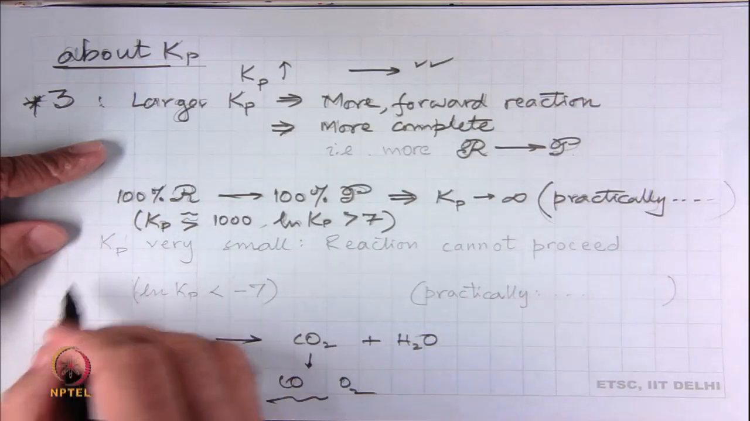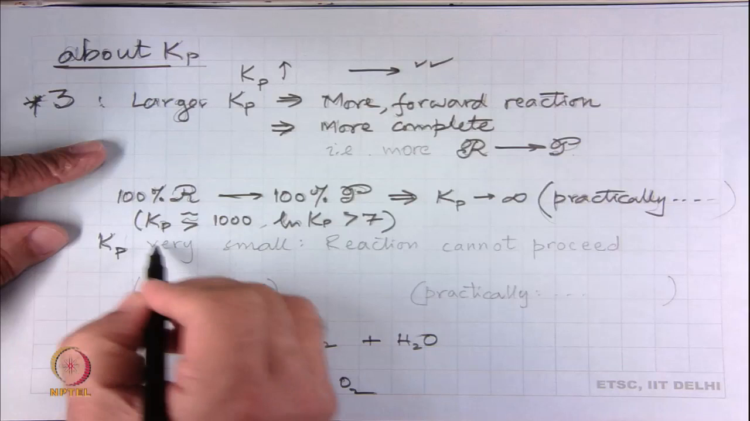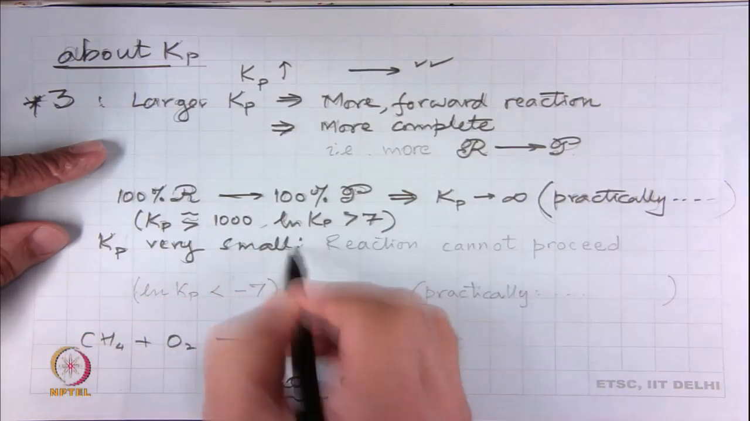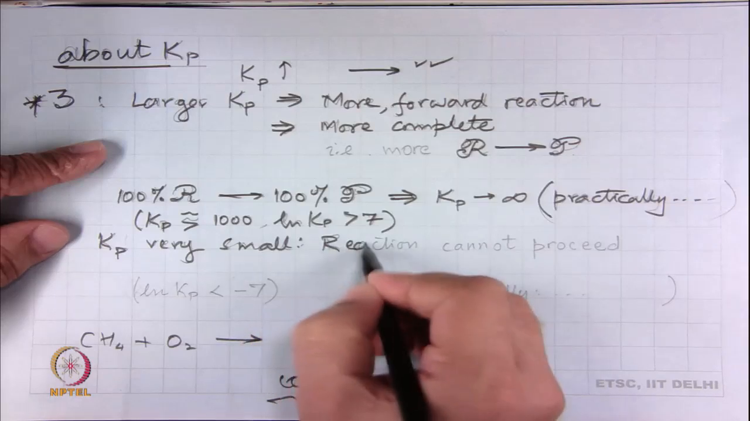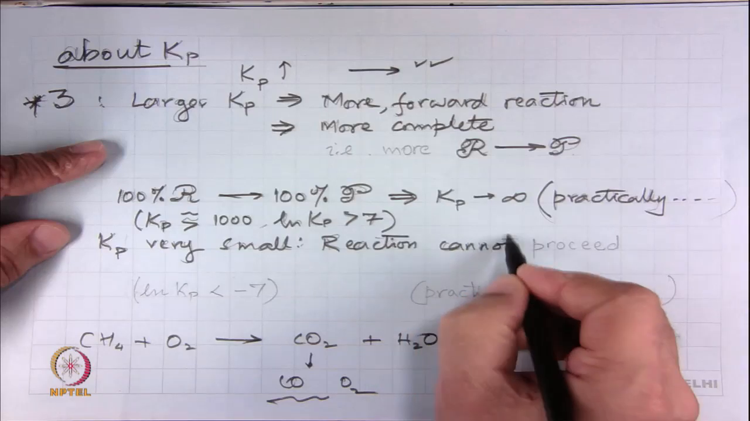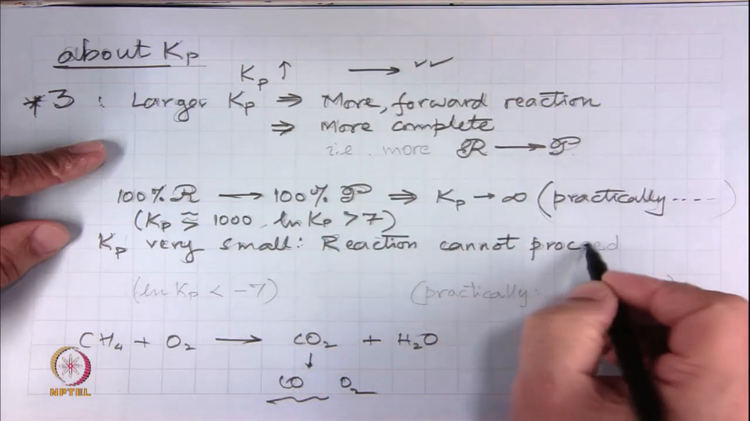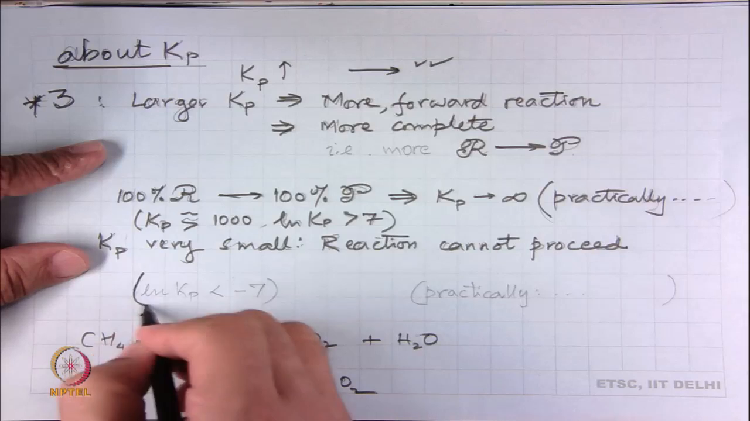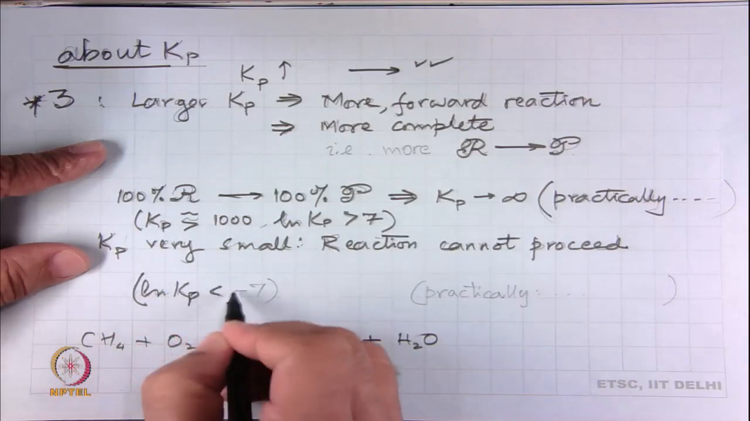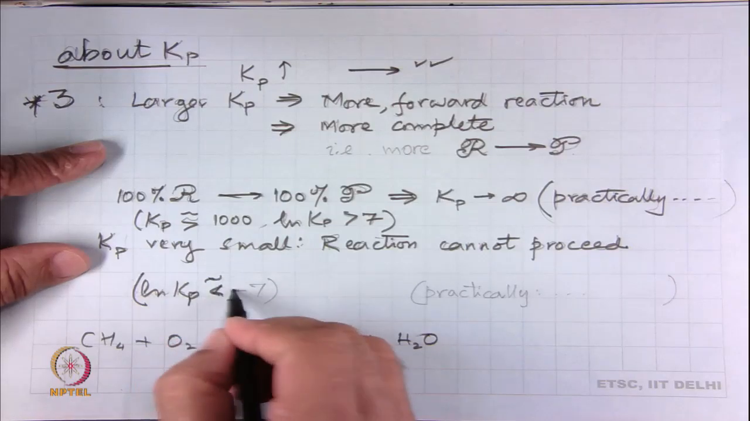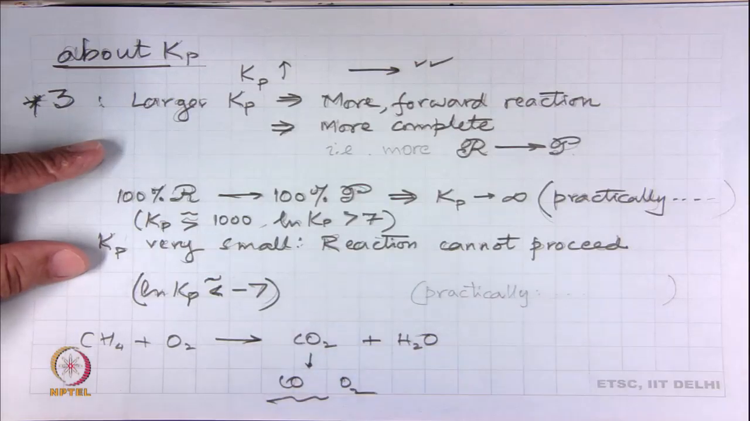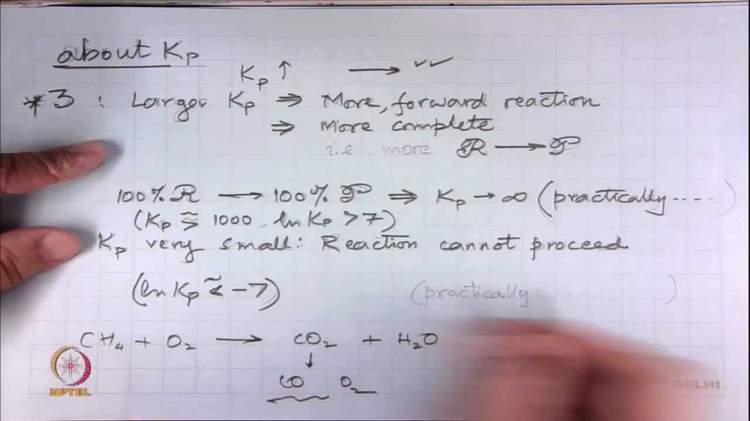then we can say that practically almost all the reactants are converted into products. On the other hand, if K p is very small, it means that the reaction cannot proceed. It is the opposite of this: if ln K p is of the order of -7 or less, then we say that practically the reaction will not happen.